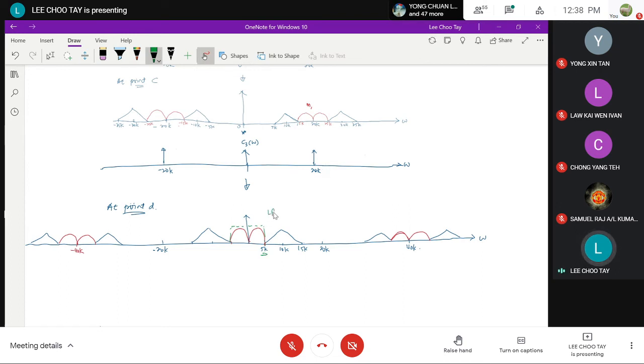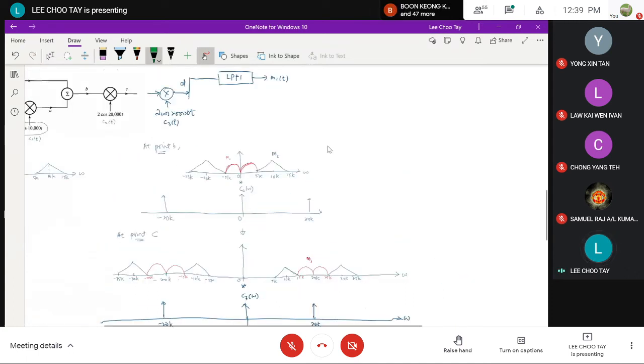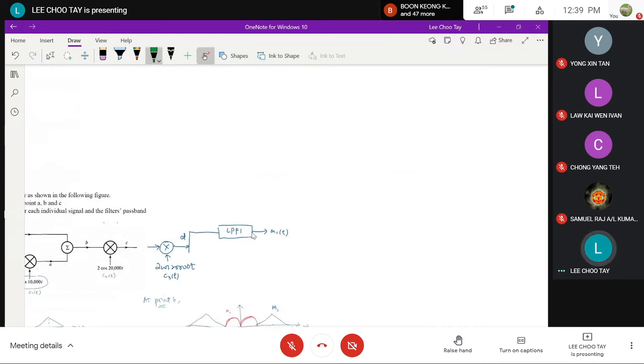So in this case, I use a low pass filter 1 with cutoff frequency 5K. That means my pass band is 0 to 5 kilohertz. This will recover M1(omega). I mean, frequency domain, so I talk about omega. So this is what happened at point D, and I need to do low pass filtering in order to recover my M1.